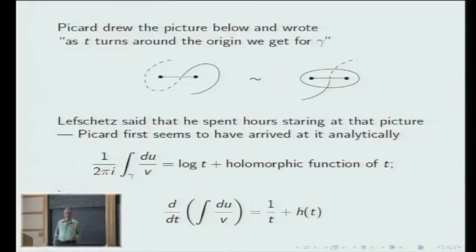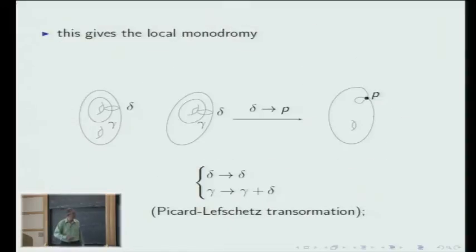What does this mean? Actually, it's interesting that Picard arrived at this analytically. He was thinking really of the integral along this path that goes there. And analytically, he wrote down a differential equation that it satisfied and showed that analytically it was this function, it was given this way. Okay? So that told you how the path of integration changed, from the differential equation satisfied by the integral. So this gives the local monodromy, if you like.